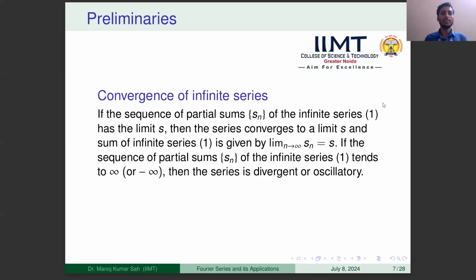Now here we will study convergence of infinite series. If the sequence of partial sums S_n of the infinite series 1 has the limit s, then the series converges to the limit s, and it is denoted by limit n tends to infinity S_n equal to s. It means that S_n converges to s as n tends to infinity. If the sequence of partial sums S_n of the infinite series 1 tends to infinity or minus infinity, then the series is said to be divergent or oscillatory.